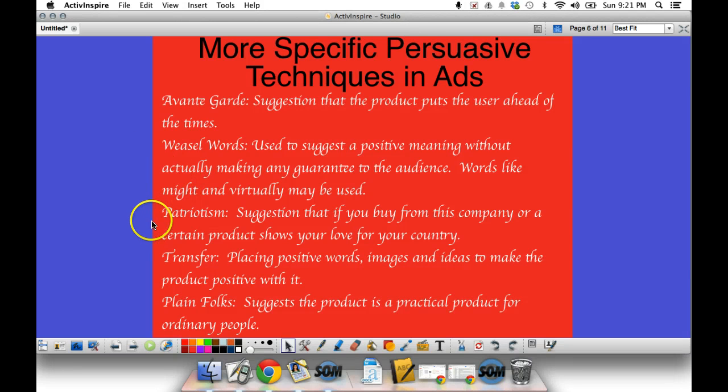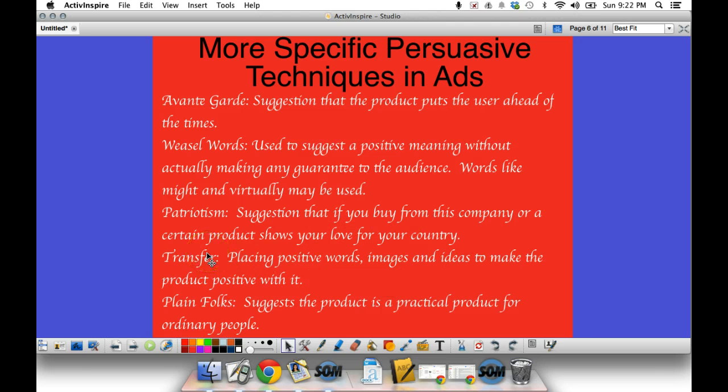Okay? The next one here is patriotism. This is a suggestion that if you buy from this company or a certain product, it shows your love for your country. Menards has a lot of these. You can buy lumber or steel, and it always says "Made in America," or it tells you the exact location, made in Beaumont, Montana. It's like, okay, great, but that's what patriotism is, and if you go for a different one, that means you're un-American, and so they try to persuade you that way.